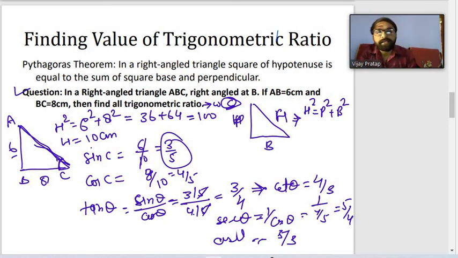If two sides are given, then we can calculate the third side by the Pythagoras theorem, and when we find the third side using the Pythagoras theorem, we can then use trigonometric ratios to calculate all the trigonometric ratios, meaning sine, cos, tan, cot, secant, cosecant.